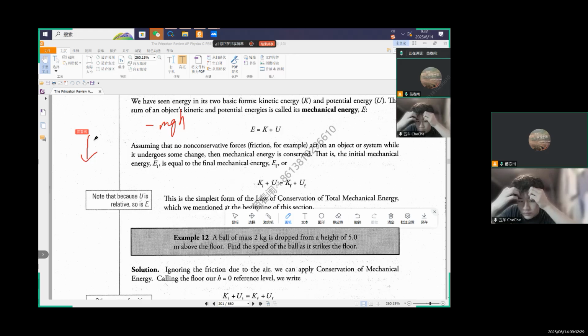for example, if this is the ground and this is 10 meters as my height, and I have my hand and move this stone to this level, what do you think? It's against the work, because gravity is here. So your potential energy is negative mg times 10. Does that make sense?